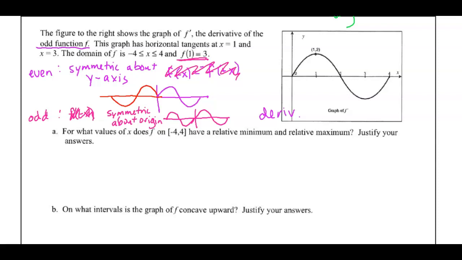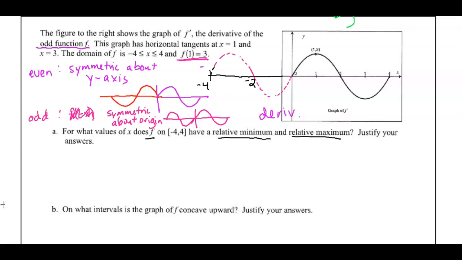So on this, I'm going to just draw my little rough shape, okay? I'll label it later if I need to. Let's erase this so I can have a clean slate. Okay, so for what values of f on -4 to 4, because we want to go all the way, let's extend this. So this would be at -4, and this is at -2. From -4 to 4, does f have a relative minimum and a relative maximum?